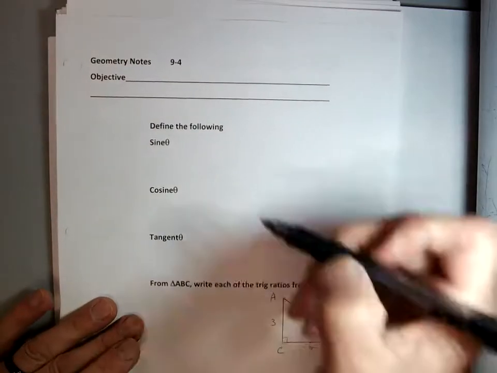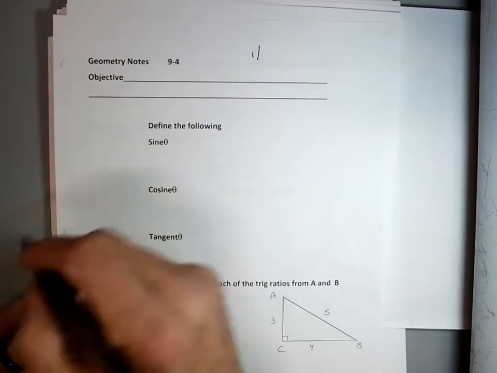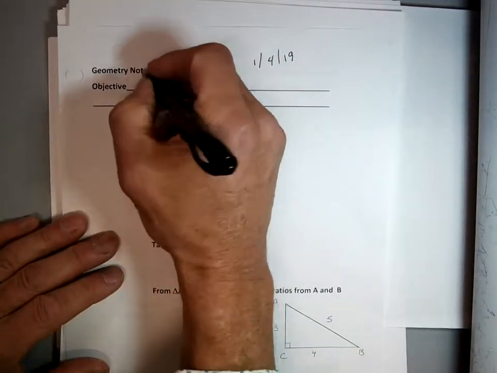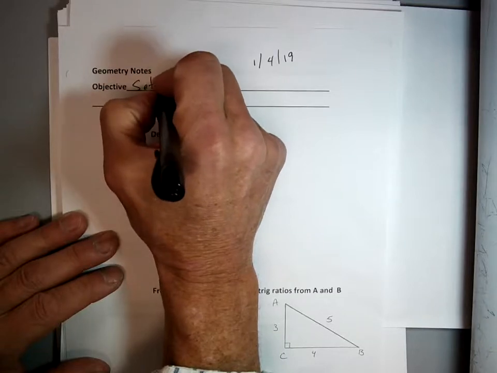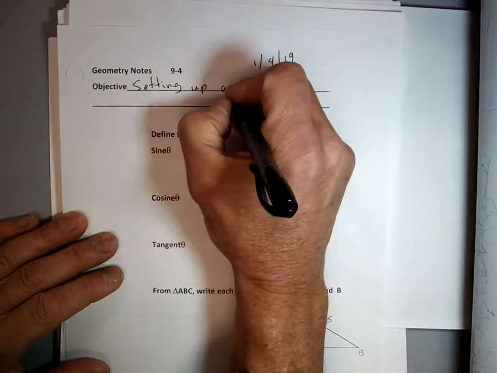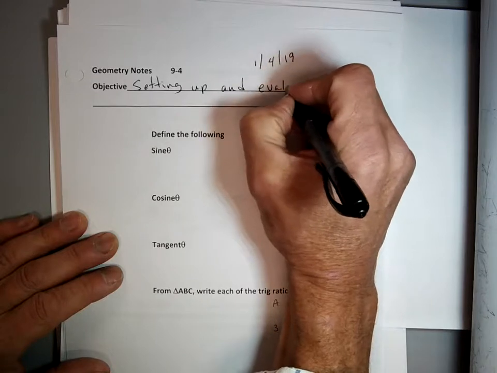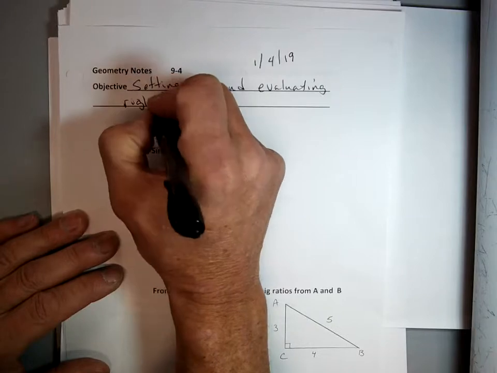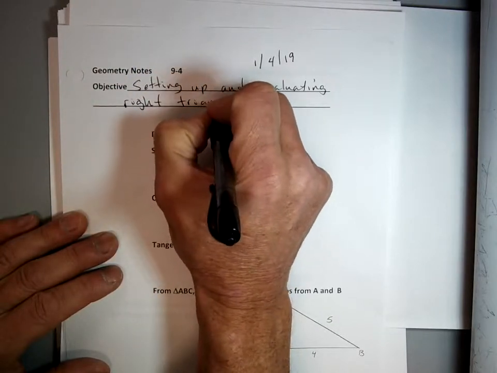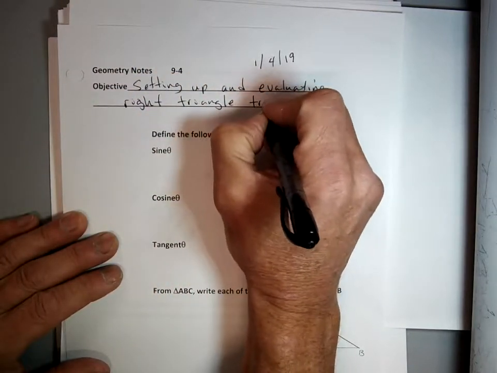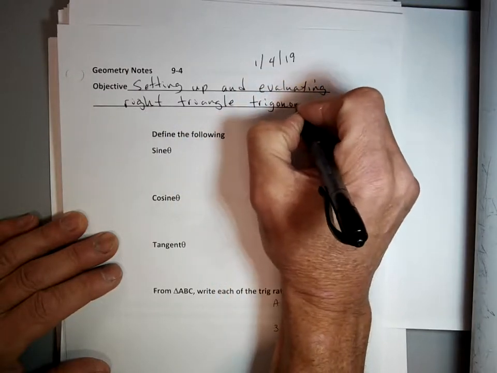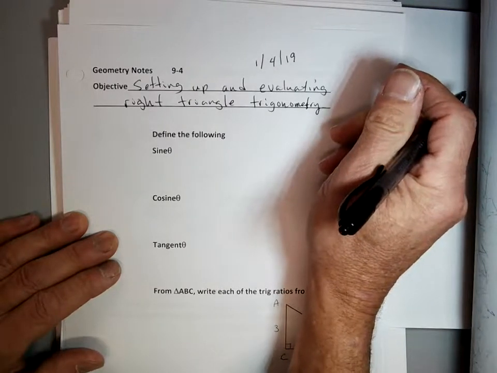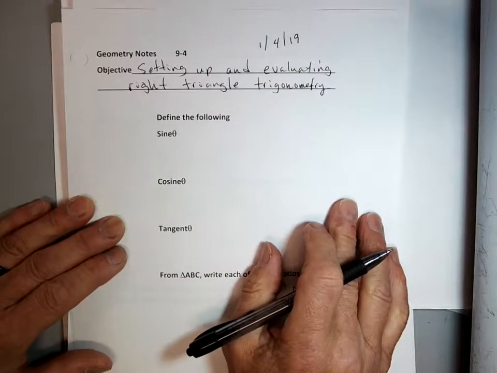So today's notes, 1-4-19. Objective, we are going to be setting up and evaluating right triangle trigonometry. Sounds hard, but it's not. Trigonometry sounds hard, but it's not at all, okay?